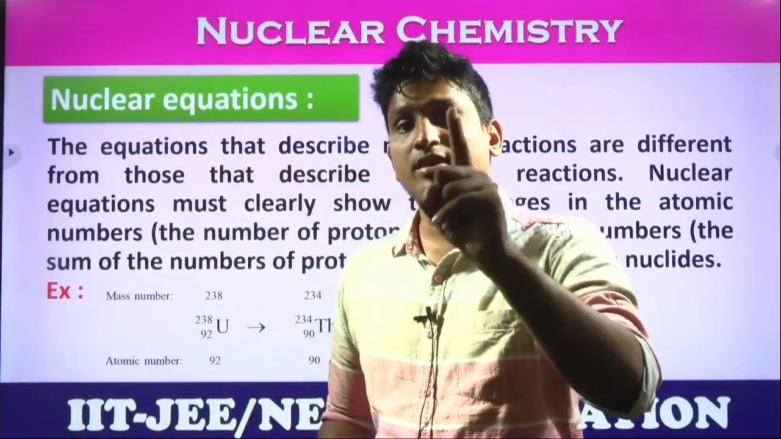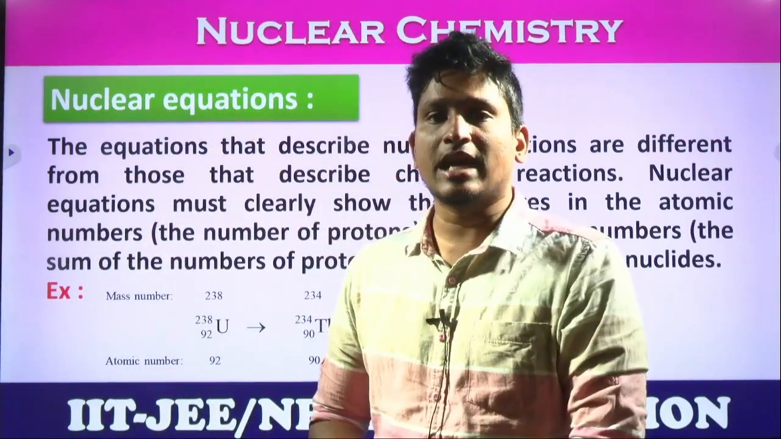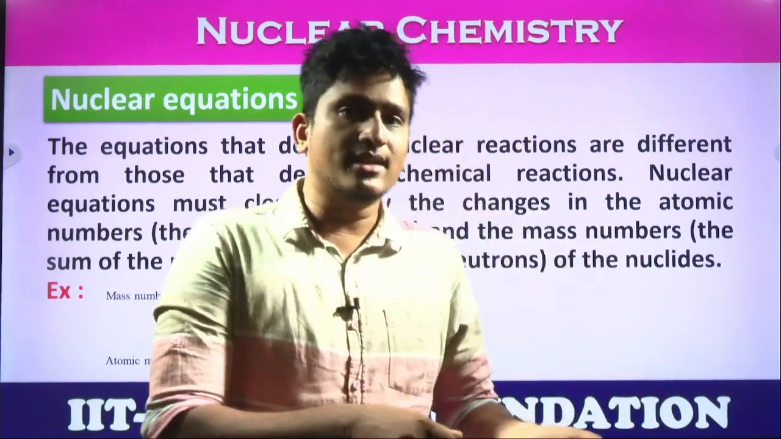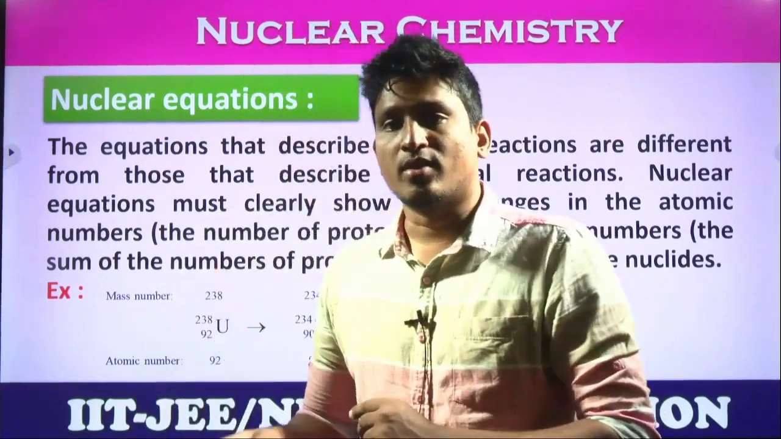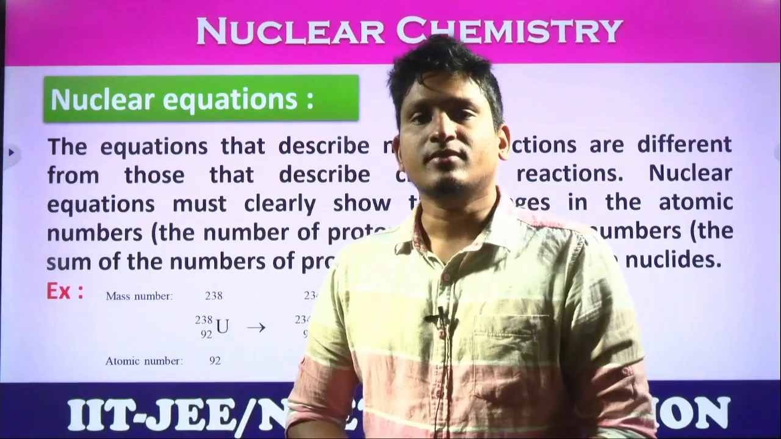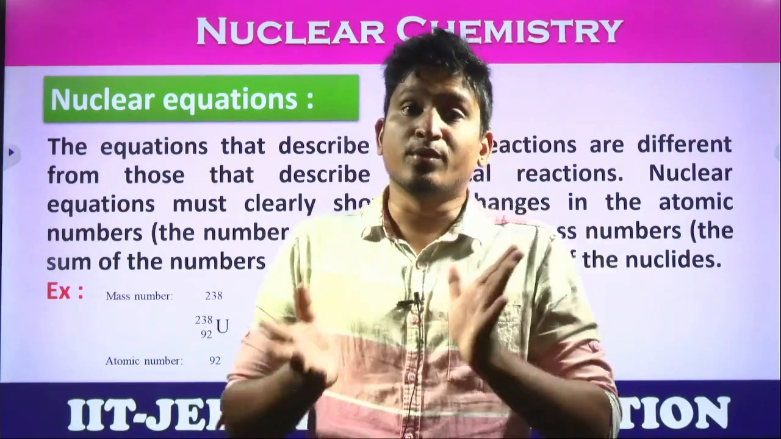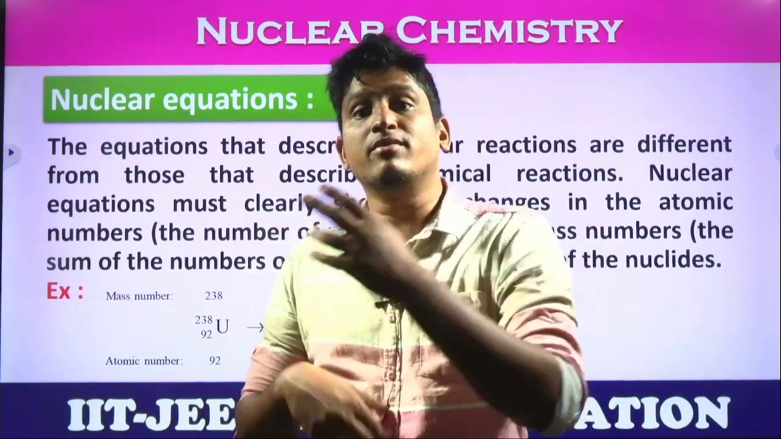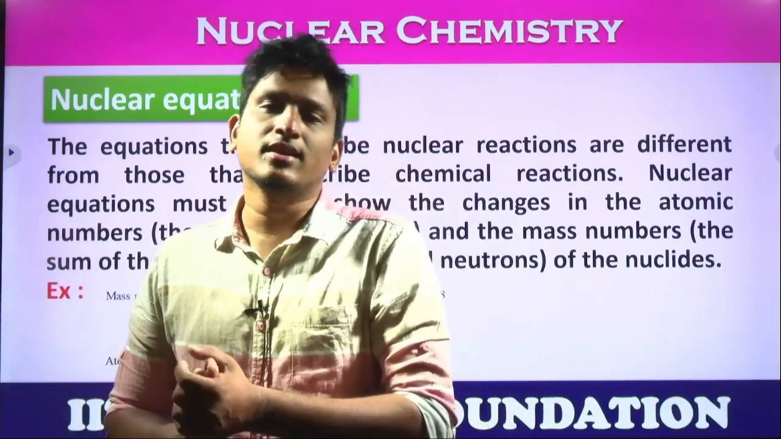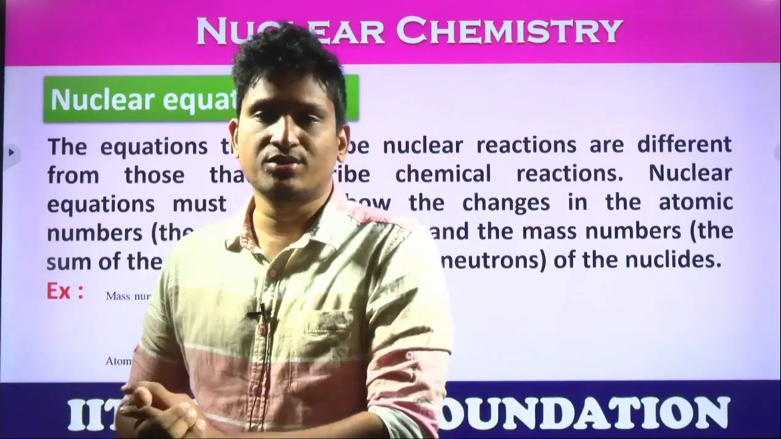What is the one thing you have to remember while representing a chemical reaction? The number of atoms on the reactant side is equal to the number of atoms on the product side. And here for a nuclear reaction, the number of protons and neutrons on the reactant side should be equal to the protons and neutrons on the opposite side, the product side. Understood? That's the one point.